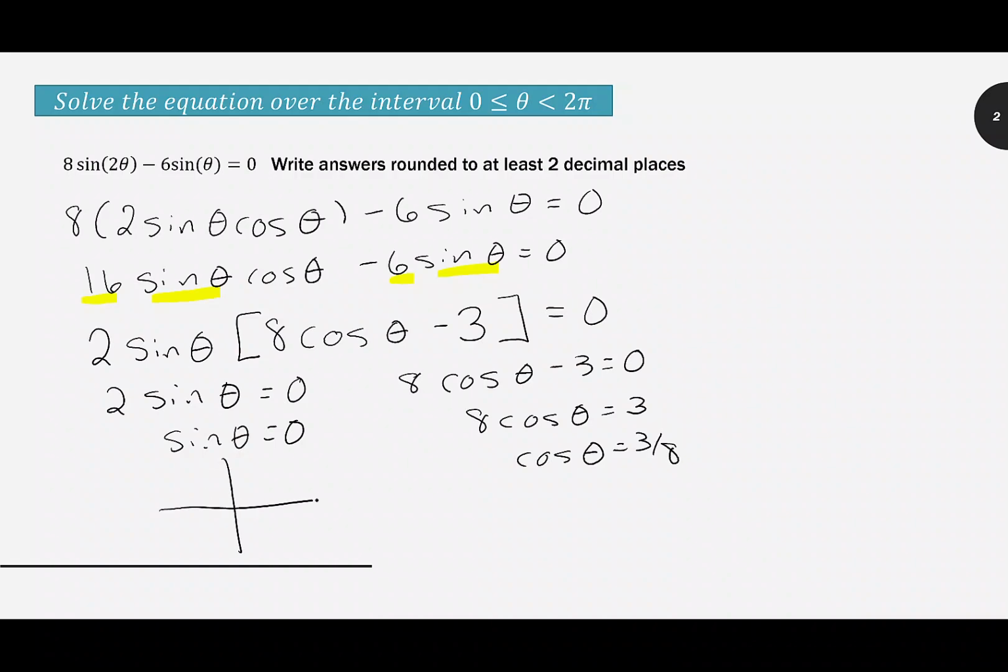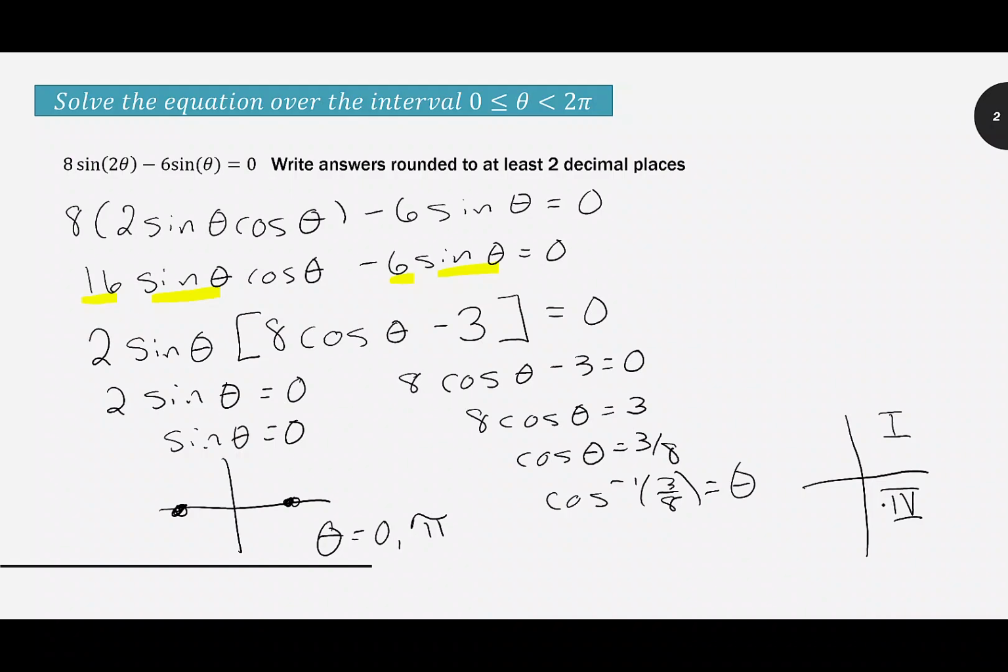We know from using our unit circle that sine theta is equal to 0 at 0 and also at pi. So there's two solutions to start. Theta is 0, theta is pi. When cosine of theta is equal to 3 over 8, we want to find the cosine inverse of 3 over 8 to find our value of theta. Before we start, I want to think about where theta could be. Theta can be in quadrant 1. Theta could also be in quadrant 4. So again, I expect two solutions to this equation.